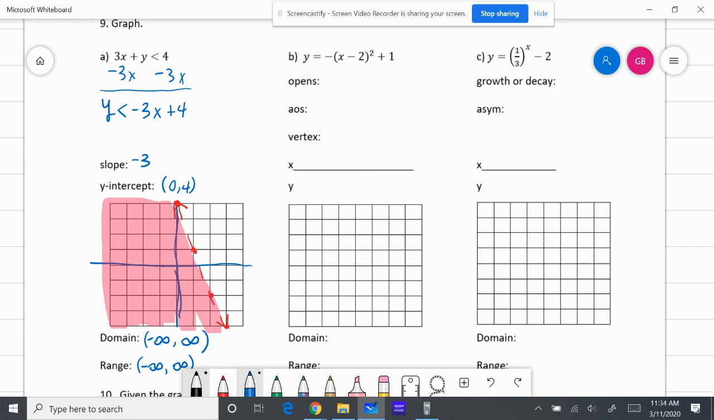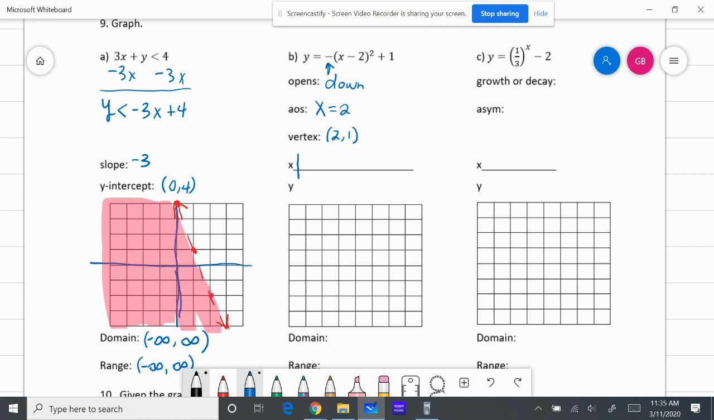For B, this is a quadratic function. And also notice that it's in vertex form. We know that it's going to open up. Not open up, we know it's going to open down because it's negative in the front. Our axis of symmetry is x equals 2. It's the opposite of the number in the parentheses. And then the vertex is (2, 1). So it's the opposite of the number inside the parentheses and then the number outside the parentheses.